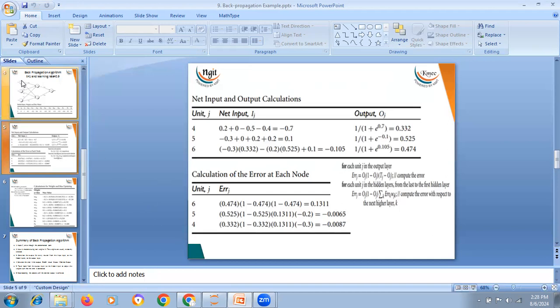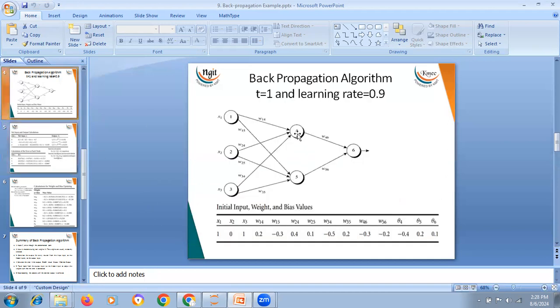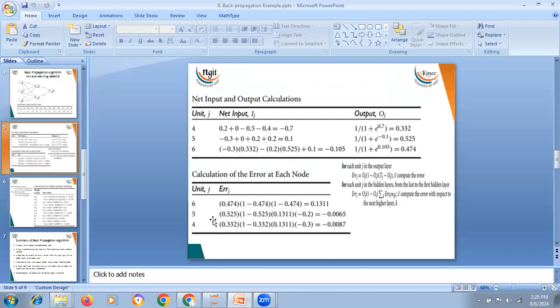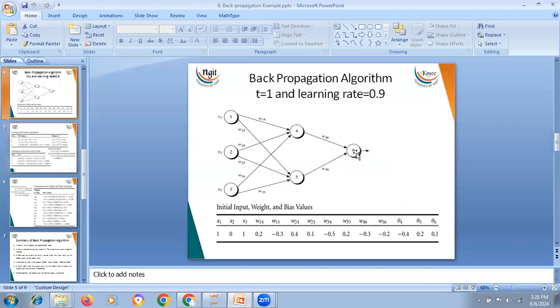Now here the neurons are 4 and 5. That's why you should get the output at neurons 4 and 5 by applying the same formula. And again, you should get the final output, for which the outputs of the two hidden neurons will become the input. Now, this is all about your forward pass, in which you have moved from the input layer to the output layer.